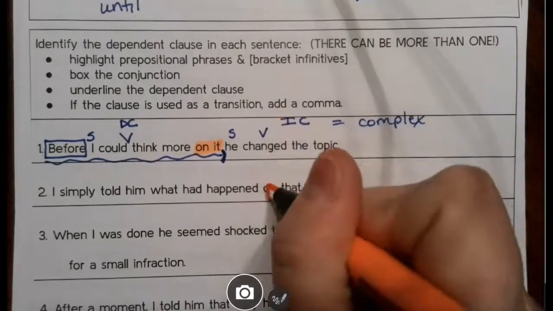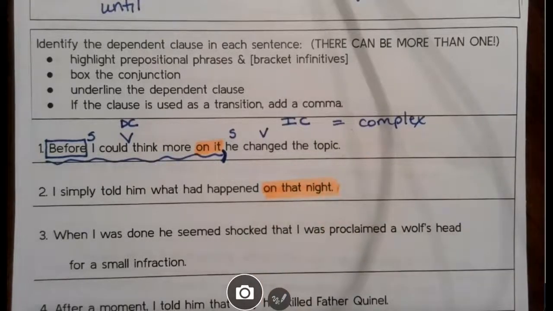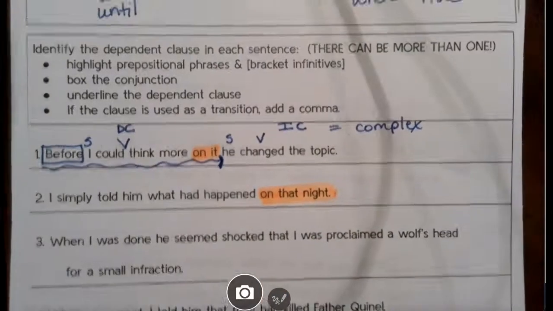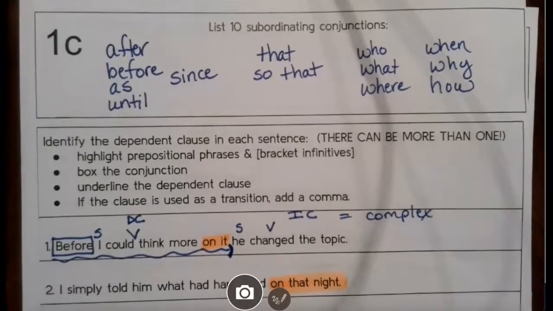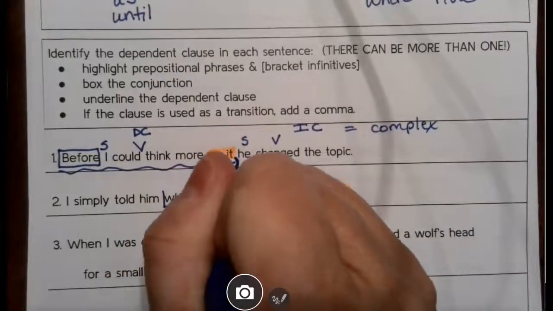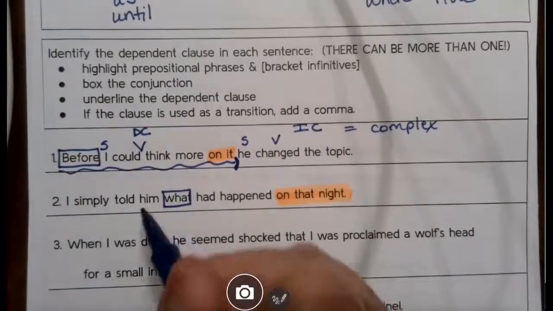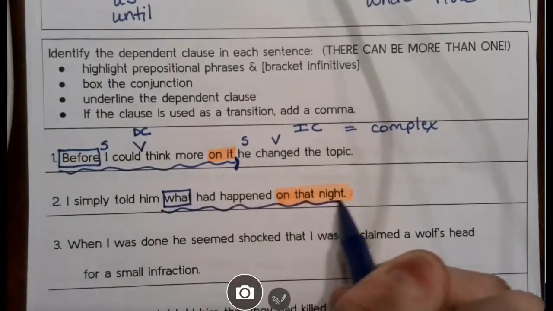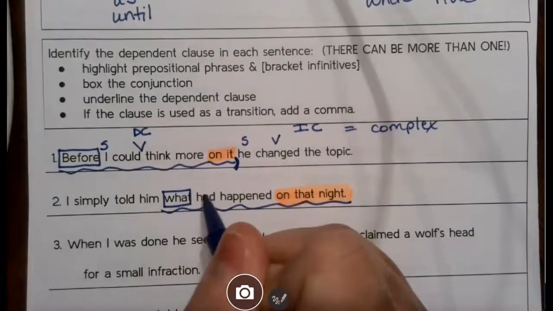So I see a phrase, on that night, and I need to look for a word. It's on my list of subordinating conjunctions, and it does happen to be on this list that I had memorized. What? So I'm going to put a box around what, and think, well, what had happened on that night is my dependent clause. Now this is something we haven't encountered yet. So in this case, I see my verb here, had happened.